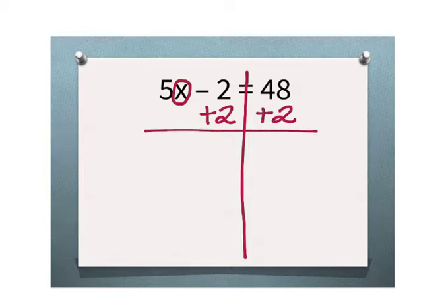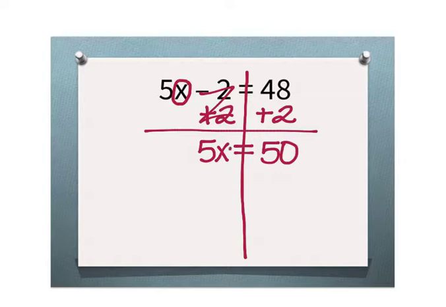And let's see what happens here. A minus 2 and a positive 2 zero out, so they cancel out there. And all that I'm left with on this side is a 5x. I'm going to bring down the equal sign on my line, and I have to do some math here on the right side. 48 plus 2, that's a pretty simple problem. It gives me 50. So now I'm one step closer to solving for x.